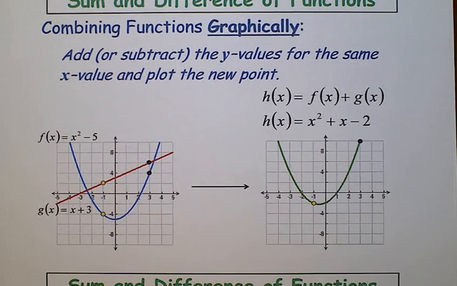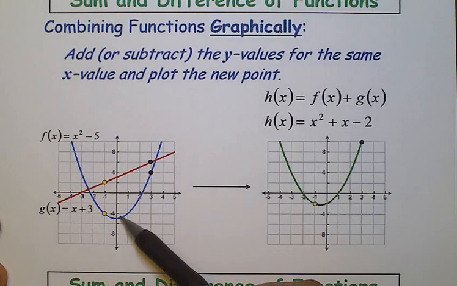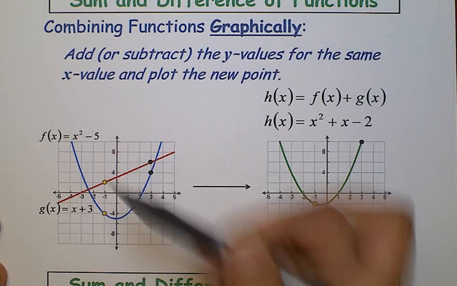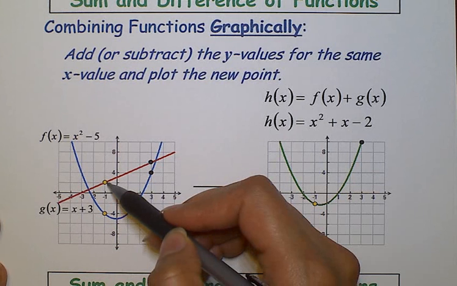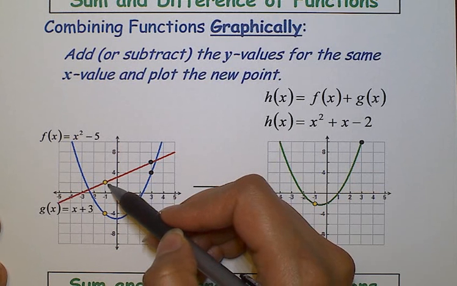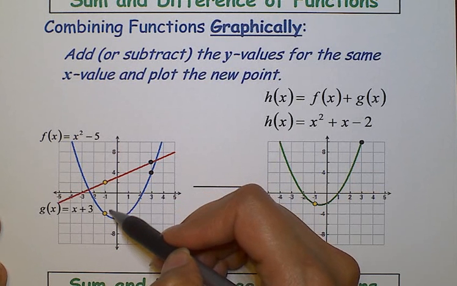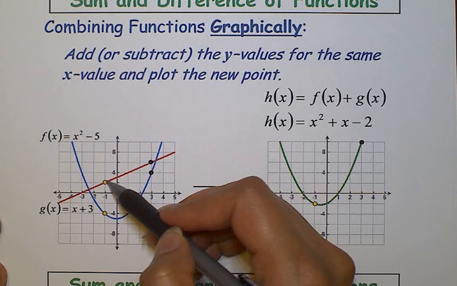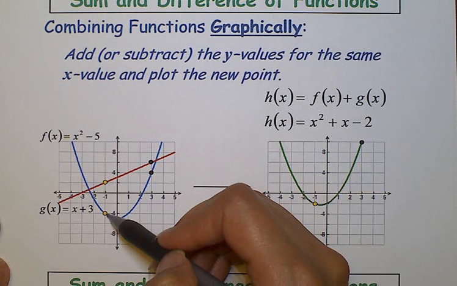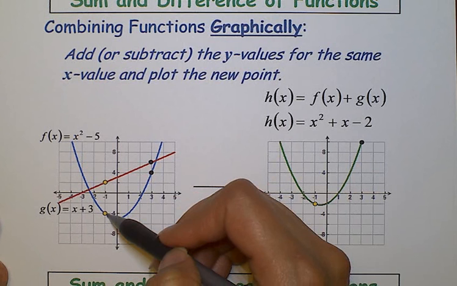So if you are given the graph of two functions and you're asked to find the sum of it, what you would do is, for the same value of x, you would look at the y-coordinate of the first function and the second function. And what you would do in order to graph this is add these two y-coordinates together. And obviously you would need to do it for more than just a couple of points. You need to do it for several points.